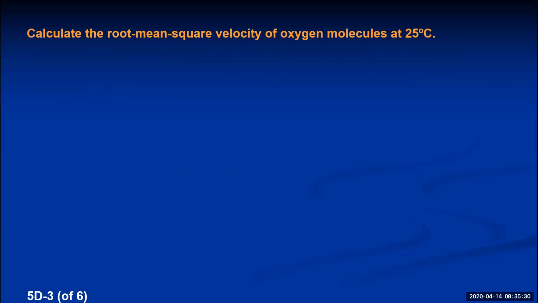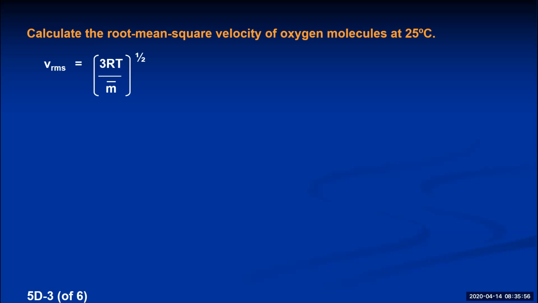Let's do an example. Let's calculate the root mean square velocity of oxygen molecules at 25 degrees Celsius. So to do this, we're going to multiply 3 by 8.314 kilogram meter squared per second squared mole Kelvin. We're going to multiply by the temperature switched to Kelvin. So when I add 273.2, I'll get 298.2, 2 is a guard digit. And we'll divide by the molar mass of oxygen.